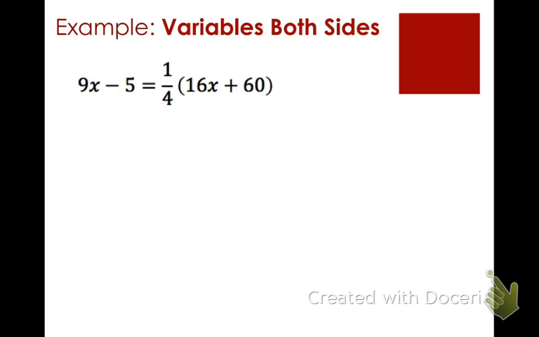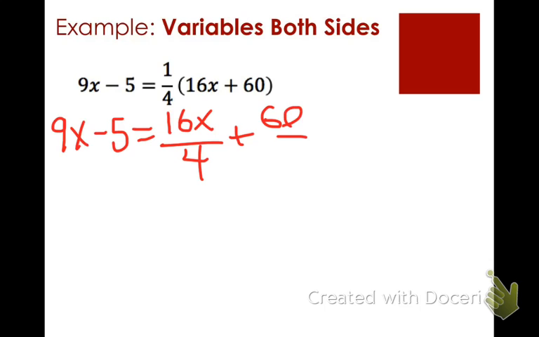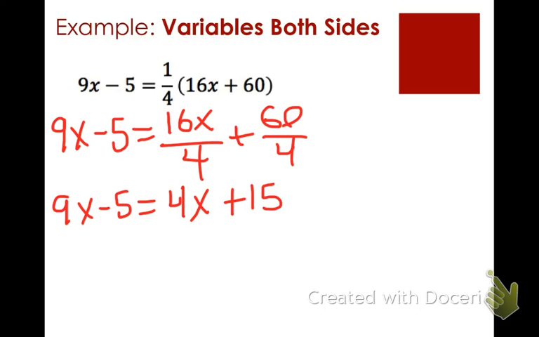To give you another example, notice this time we have parentheses, so we're going to have to distribute first. And that 4 will go nicely into the 16 and the 60. So in this case, I am going to distribute instead of using the reciprocal. So I still have my 9x minus 5. 1/4 times 16x, if you don't know that, go ahead and write it out. So 16x divided by 4 plus 60 over 4. 16x divided by 4 leaves me with 4x. 60 divided by 4 is 15.